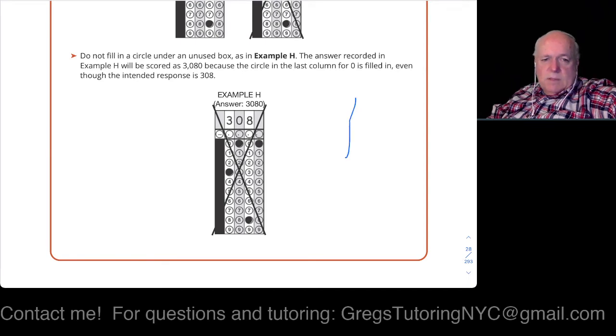I don't know what's going on with this tablet. I can use my trackpad. I'm going to have to reset this after this stream.